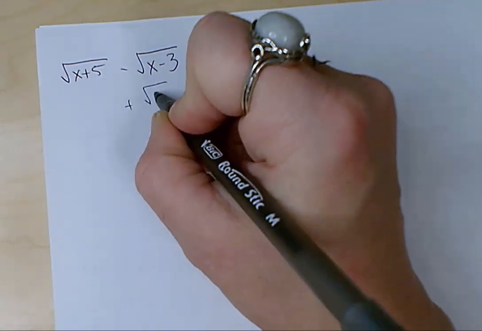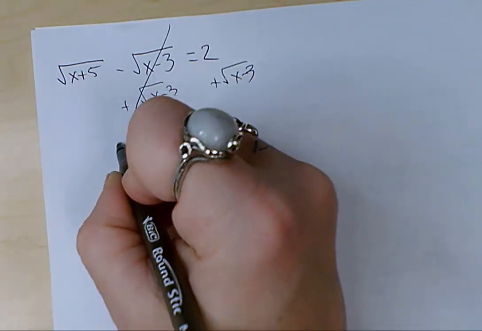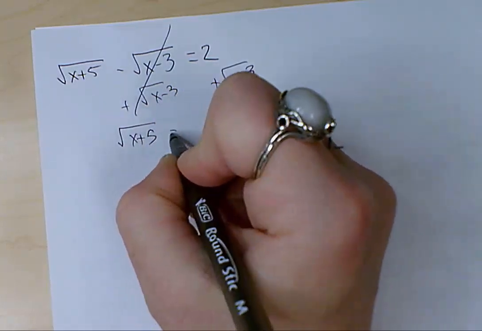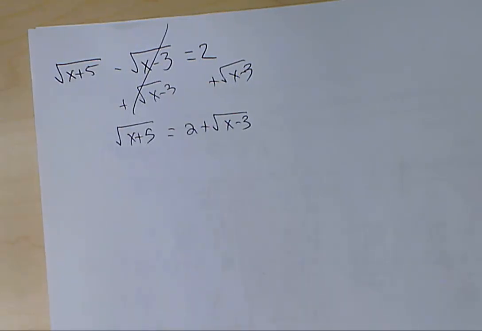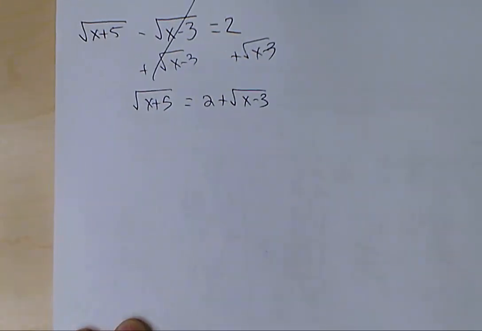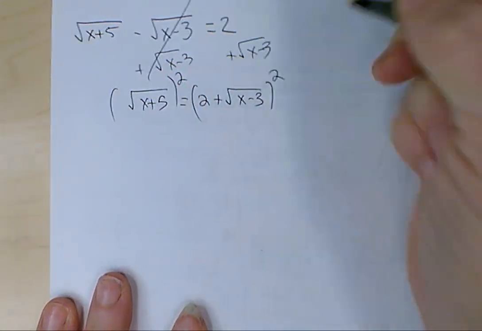So what I'm going to do is take this one here and add it to the other side. That way I have one radical on one side, one radical on the other side. That's about as isolated as I'm going to be able to get this problem. Next step, let's go ahead and square each side.